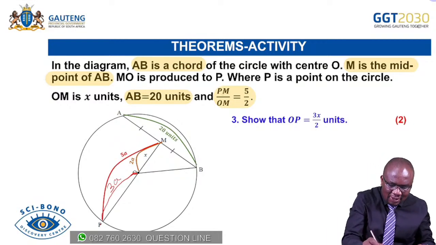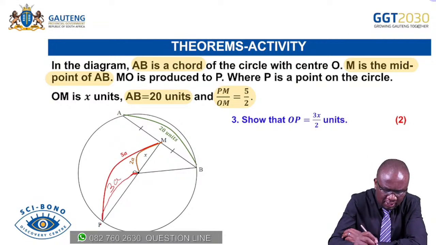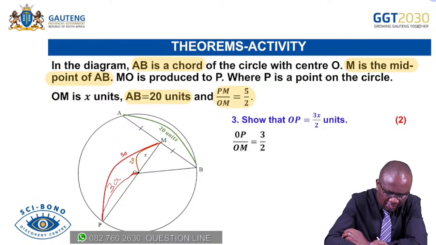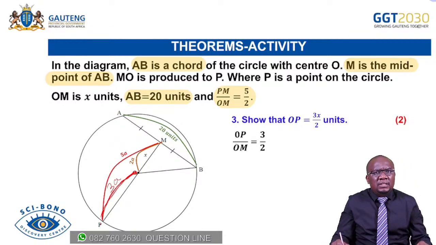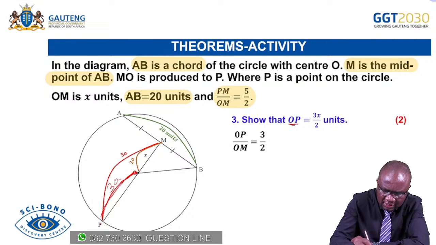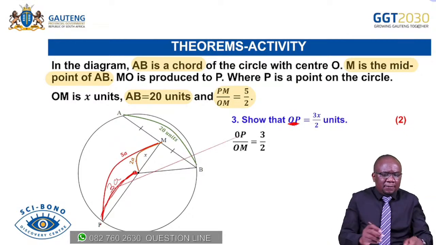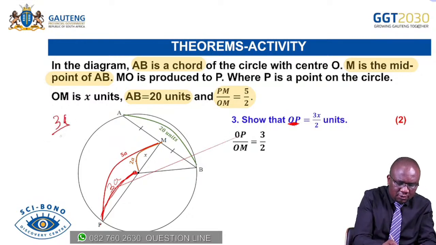Now, what is OP over OM? We want OP. You see that? So OP over OM is equal to 3 over 2, because 3a over 2a reduces to 3 over 2. Okay, cancel, then 3 over 2.